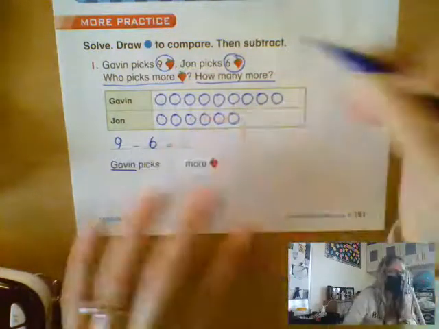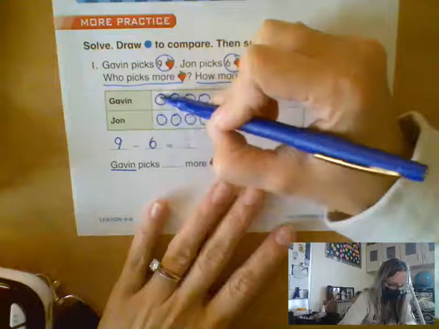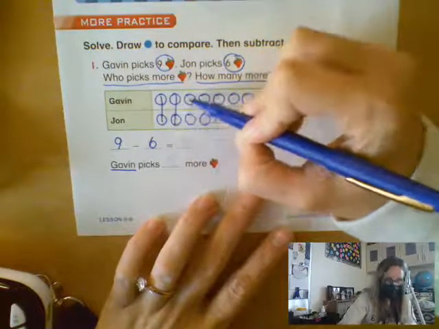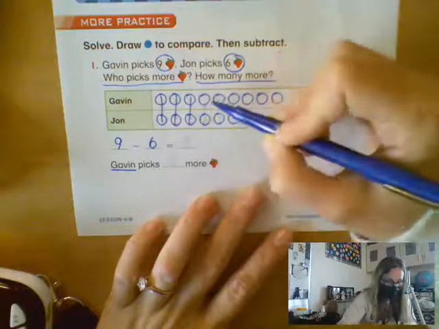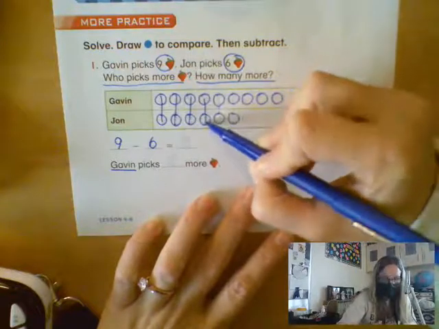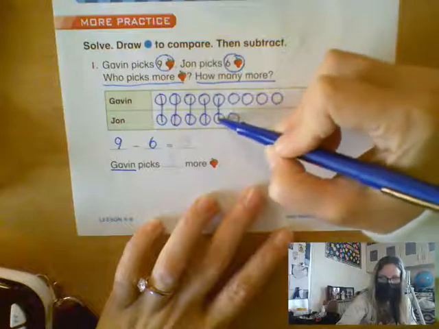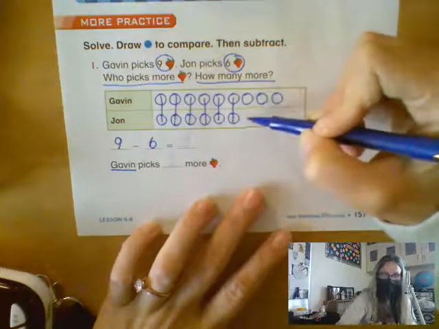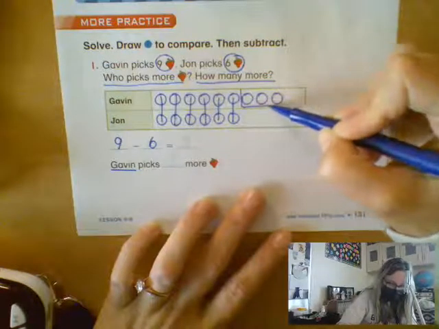So 9, take away 6. Here we go. They both have 1. Ka-chink. They both have 2. Ka-chink. They both have 3. Ka-chink. They both have 4. Ka-chink. They both have 5. Ka-chink. They both have 6. Ka-chink. Do they both have 7? No. So here's our difference.